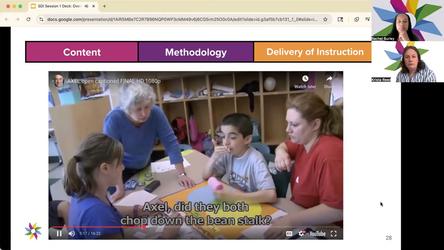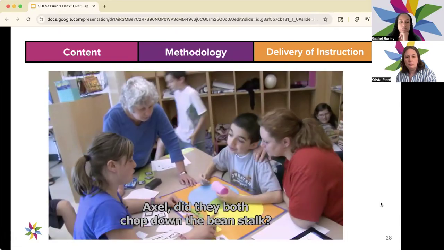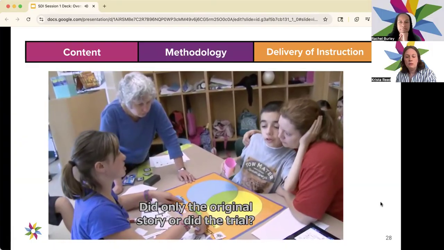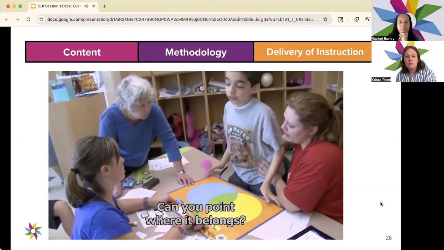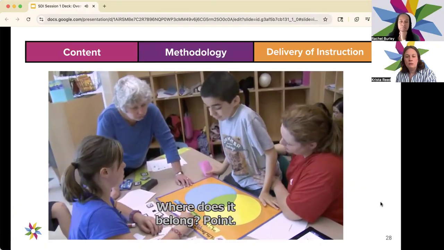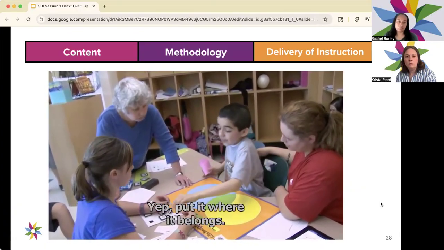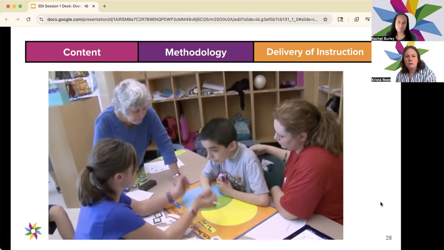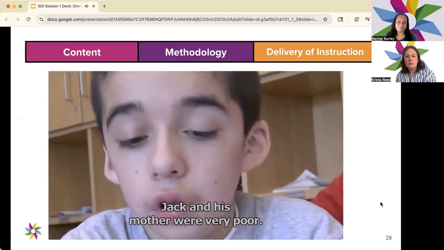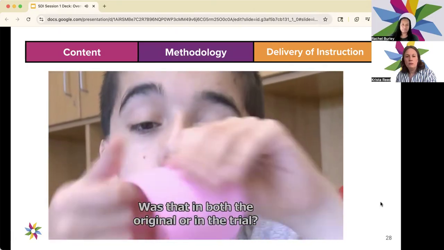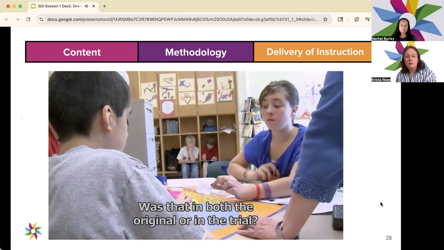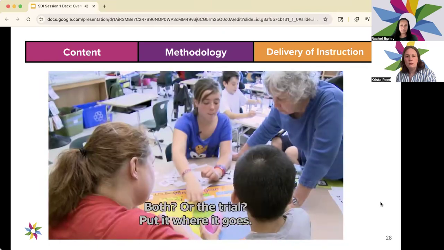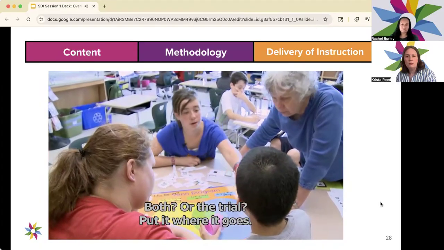Did they both chop down that Beanstalk did only the original story or did the trial? Can you point where it belongs? Where does it belong? Point. Yeah, put it where it belongs. Axel, where does it belong? Good job. Jack and his mother were very poor. Was that in both the original or the trial? Put it where it goes. Here. Good job. Both or the trial? Put it where it goes.